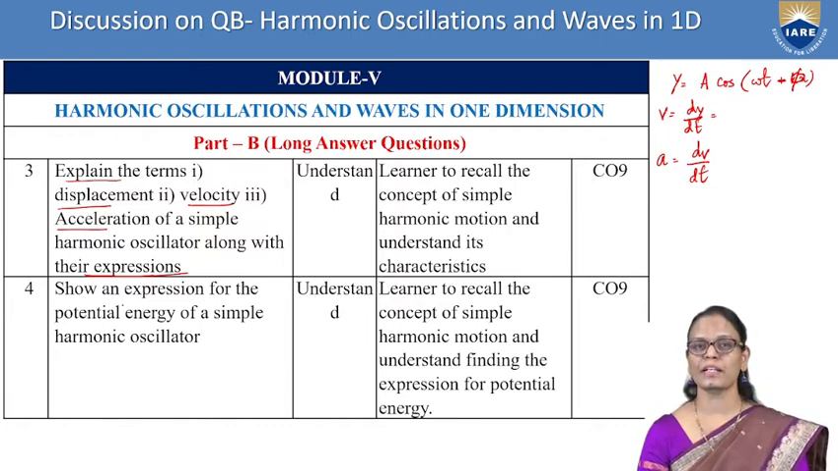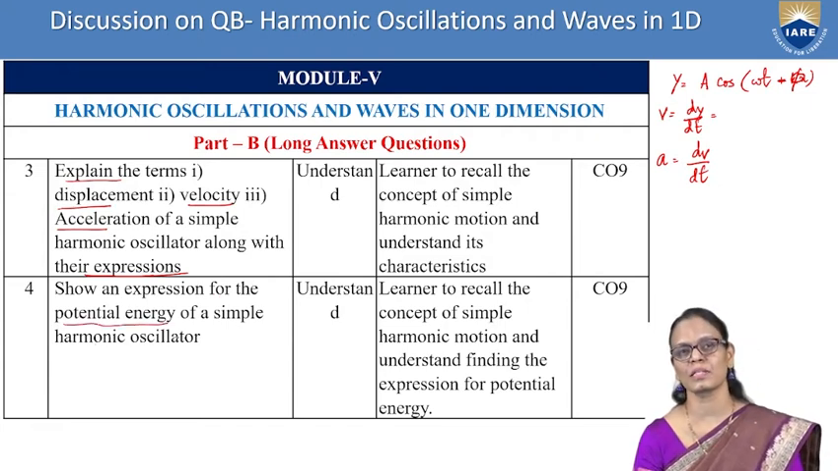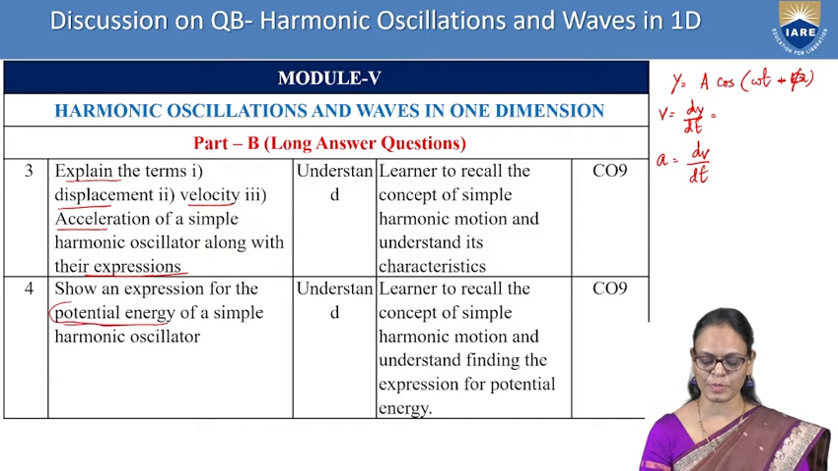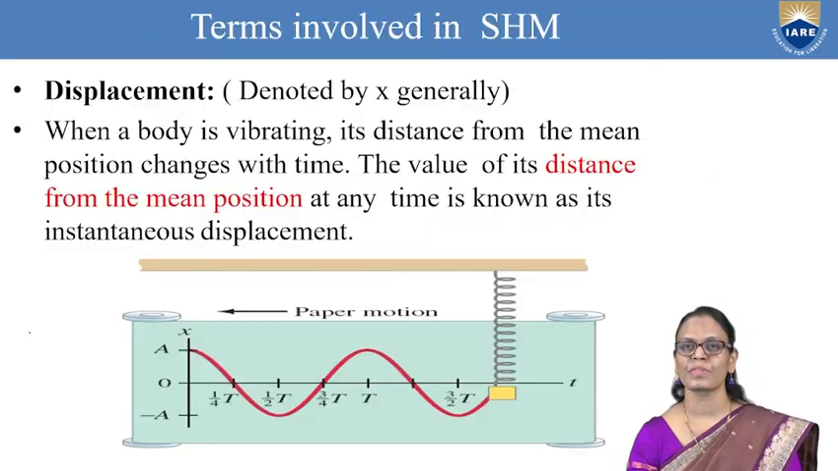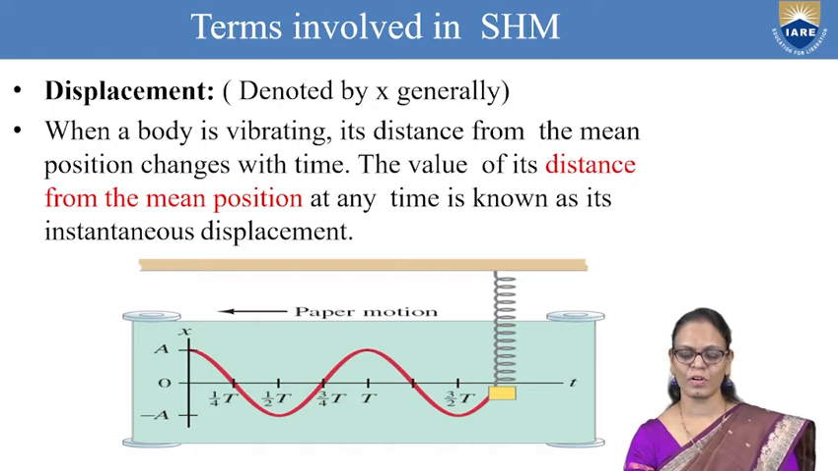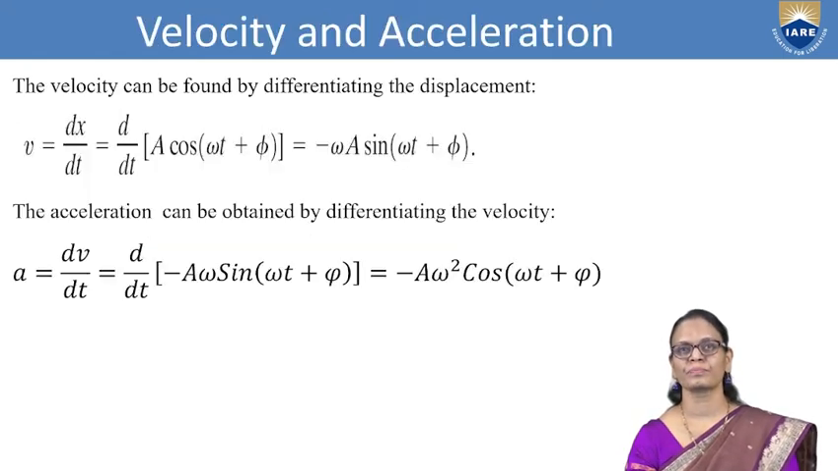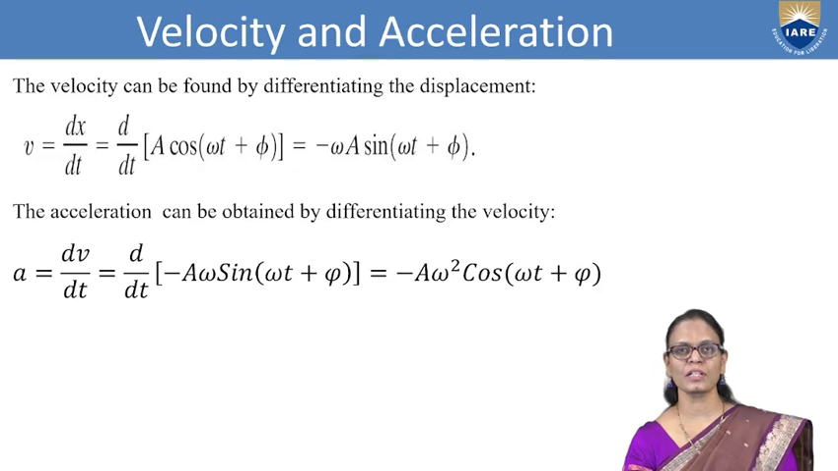Then show an expression for the potential energy of a simple harmonic oscillator. So we are going to write the expression. You may have to derive it since it's a long answer question. Displacement, we have already seen the definition. The velocity expression is dx/dt. Then the expression for acceleration is a = dv/dt.